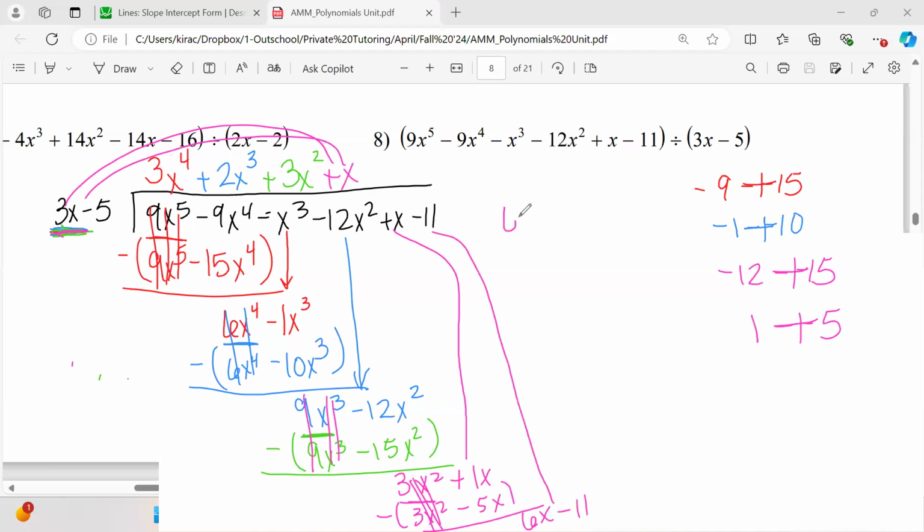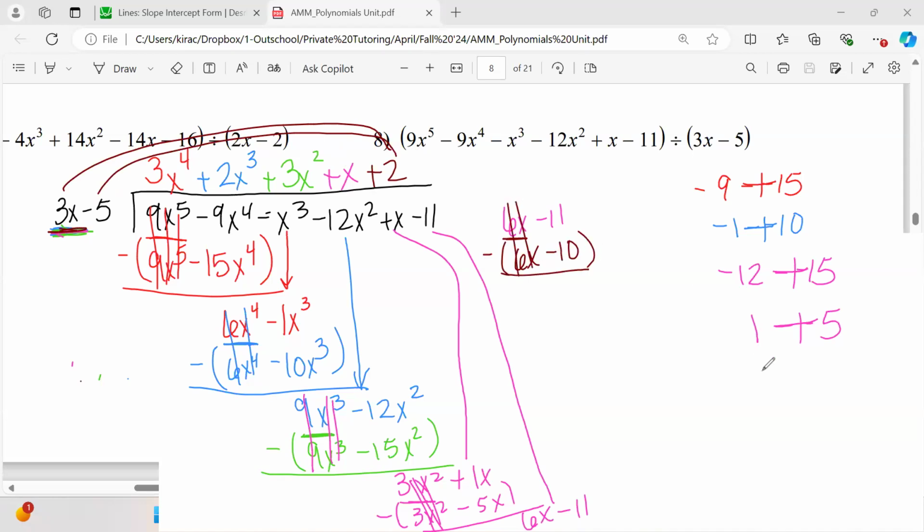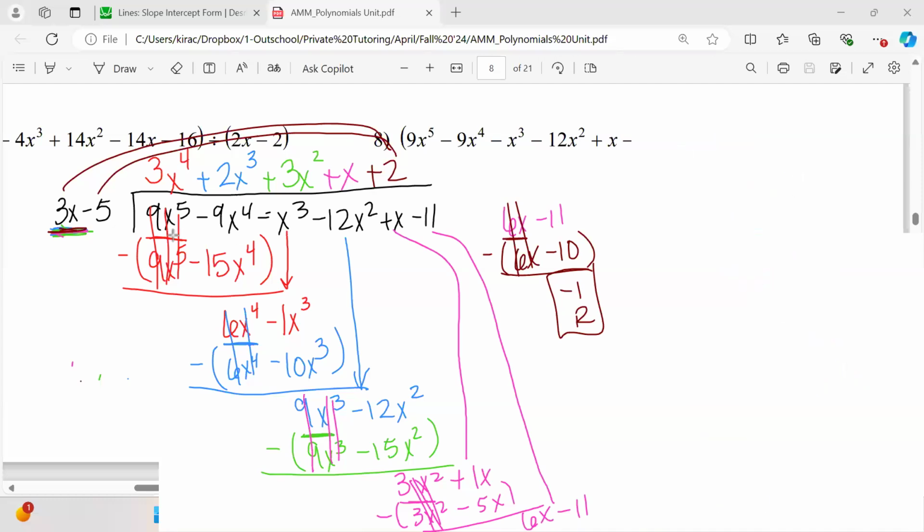I'm going to come up here for room. We're at 6x minus 11. All right, almost there. 3x needs to look like 6x. So if we just do a 2, that would be 6x, and that would be negative 10. Subtract. Bye-bye. Negative 11 minus negative 10 turns to plus, and we get a remainder of negative 1. Woo! That's long.